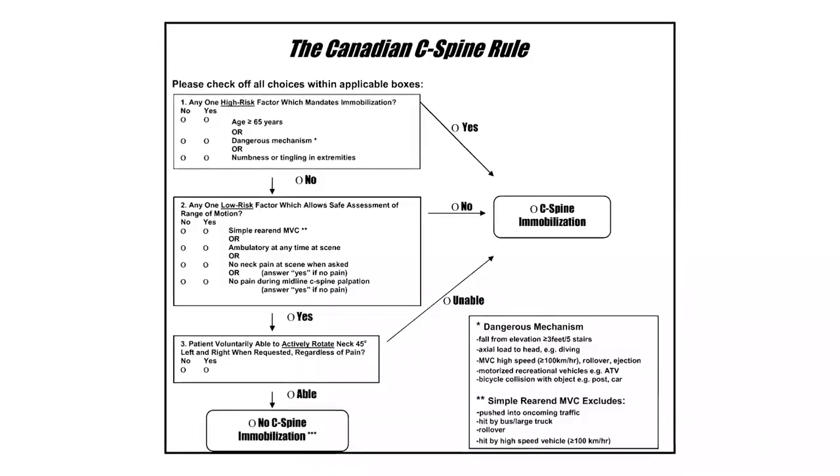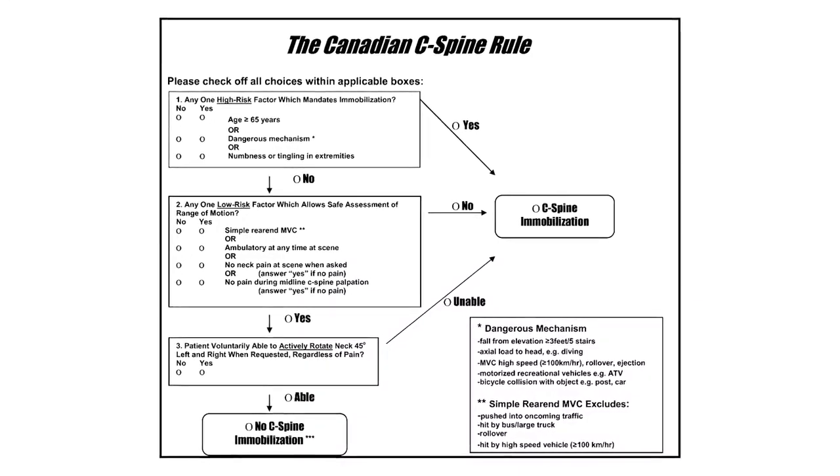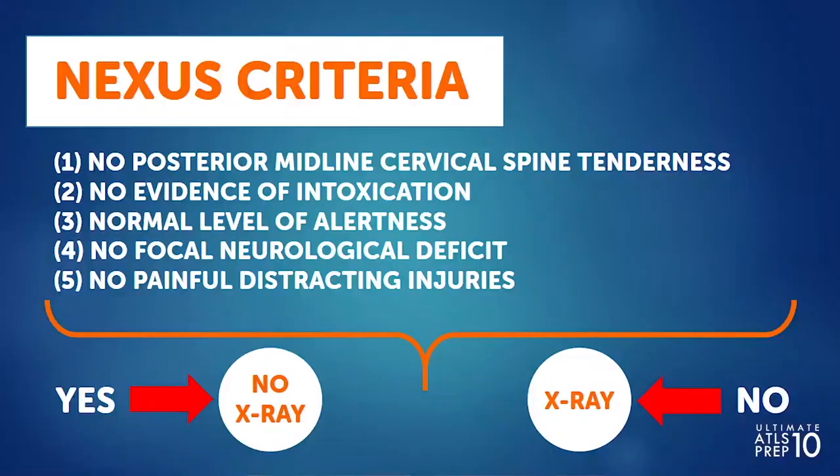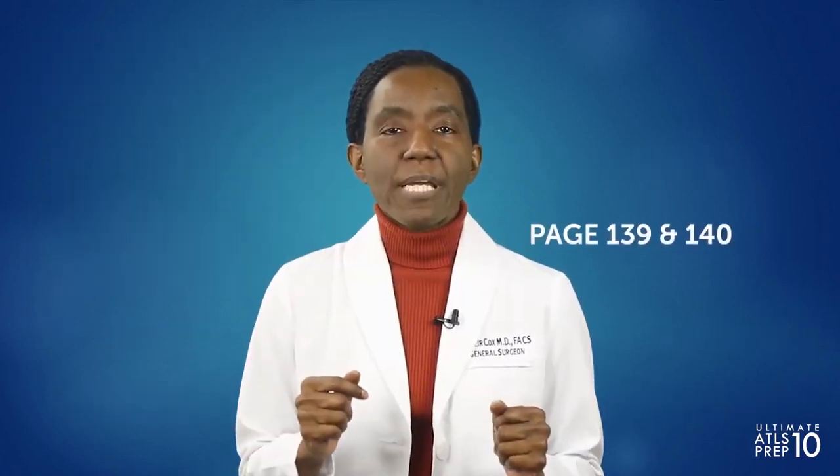In ATLS 10, the scale has been revised, but don't worry if you already have the old scale memorized. You'll get the same score with the old and the revised scales. There is also a new focus on the Canadian C-spine rule and the NEXUS criteria to minimize unnecessary C-spine imaging. Review these prior to your exam. You can find them on pages 139 and 140.